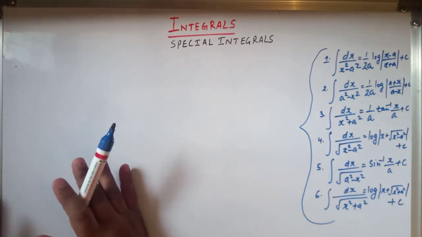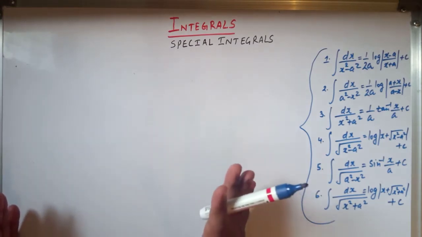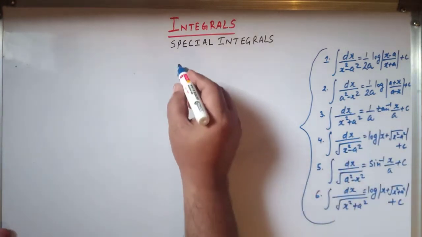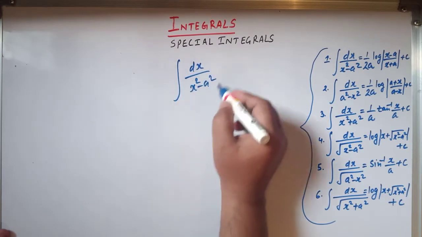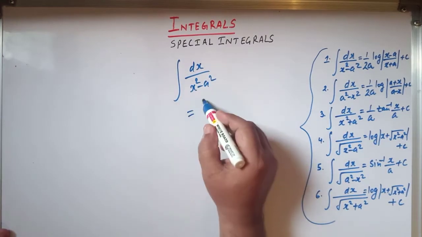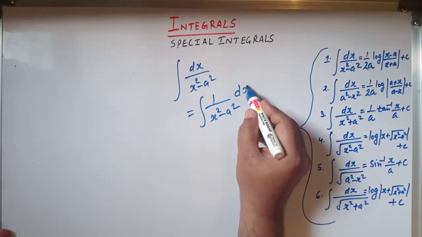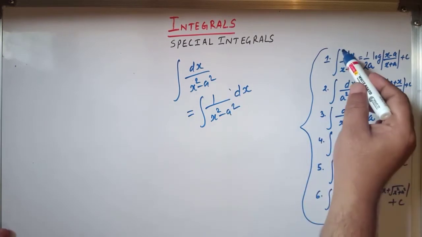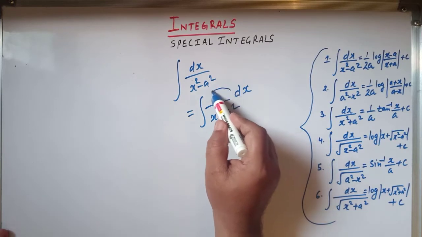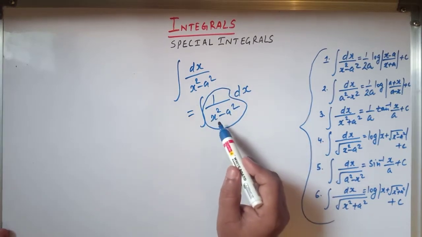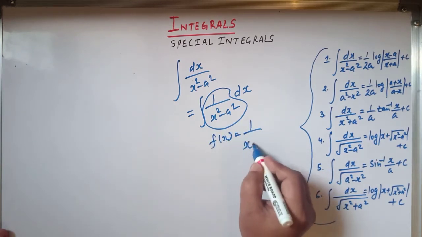Now I am going to derive these results one by one, but before deriving I would like to tell you one thing. Here we have dx over x square minus a square. This can also be written as 1 over x square minus a square, dx. Clear? So here integral dx over x square minus a square means we have to integrate 1 over x square minus a square. So the function is of this form.